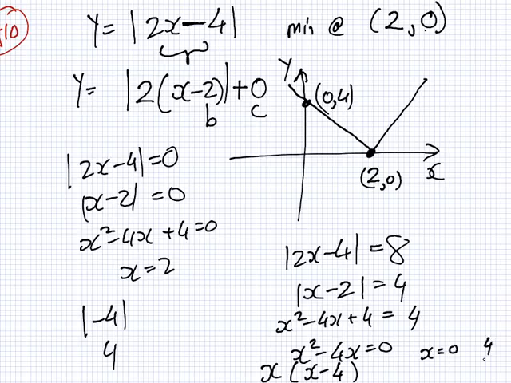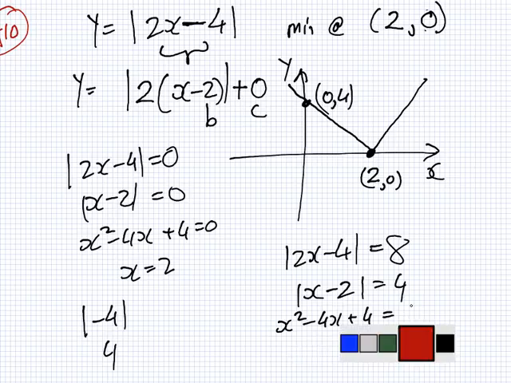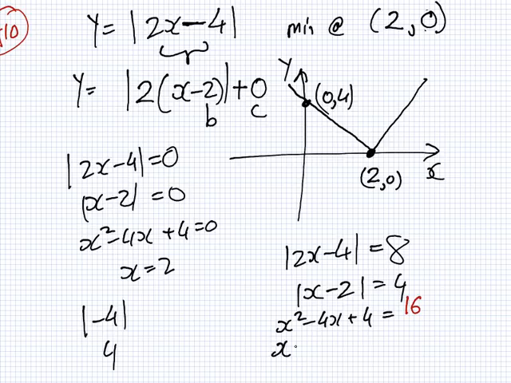0 or 4. No, that's wrong. Oh, no, I see my mistake. It's not 4 here, it's 16. And this 2 is 16 also. Oh, yeah, you divide it by 2. So that's x squared minus 4x minus 12 equals 0. So that's x minus 6, x plus 2. But how did I get plus 2? I don't know.